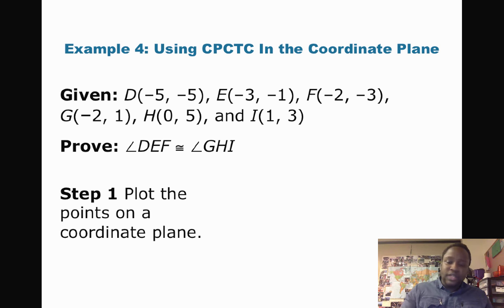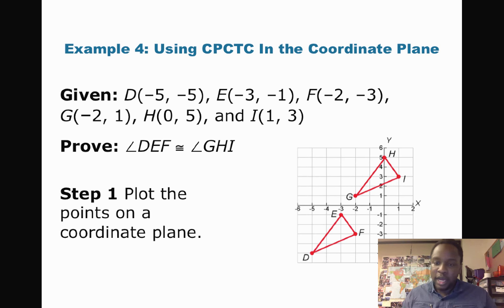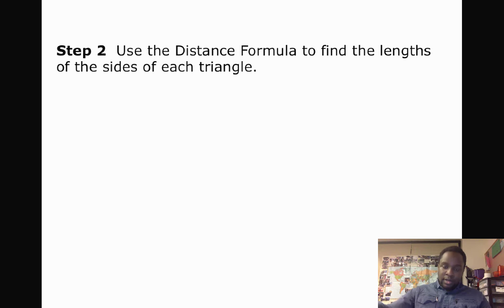So to prove that these triangles are congruent, we're going to plot the points G, H, and I, as well as D, E, and F. Once we've done that, we can then prove that these triangles are congruent by side, side, side. Yes, we can prove by transformations, but we can also prove using side, side, side.